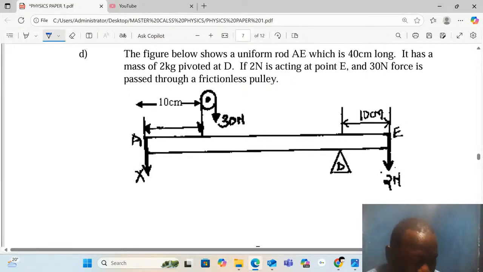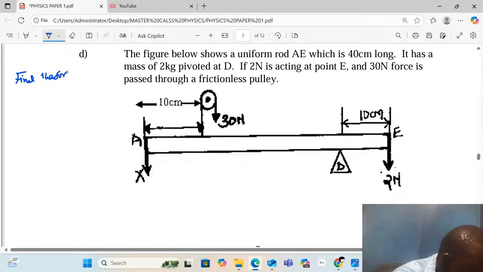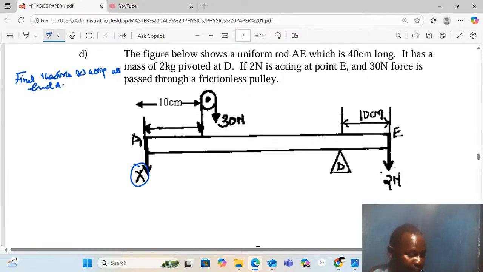Let me write the question. You are told to find the force X acting at end A. So you are supposed to find our force X. Now we need to solve this one, and how do we go about it?